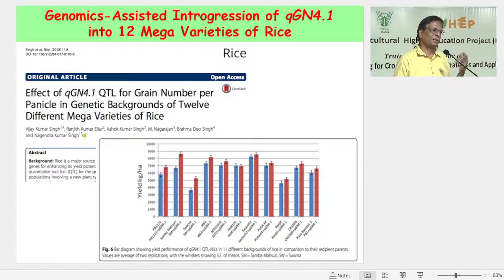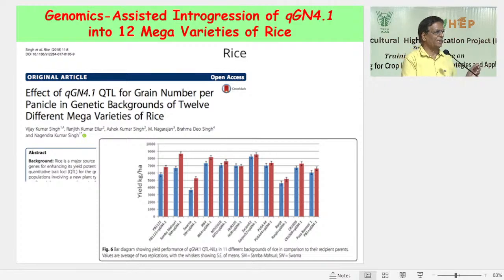But even if it is a mega variety, it will have certain defects. Just like even Sachin Tendulkar will have certain demerits, or even some big people also will have certain demerits. So it is good in so many things, but still it needs improvement. We cannot improve people, but we can improve varieties, right? So we took 12 different varieties and we transferred this gene for high grain number, and we found that there was significant gain in each of those varieties by transferring this good gene.